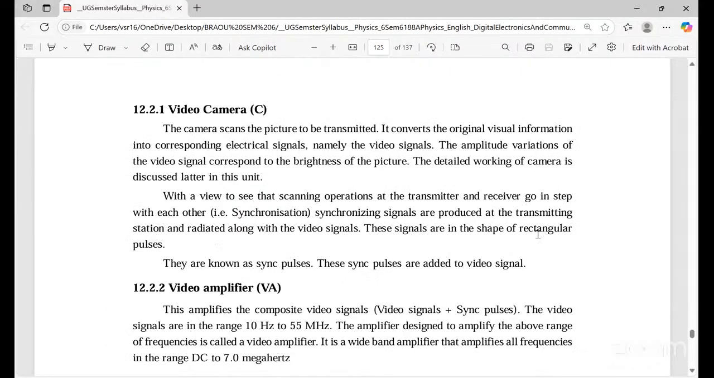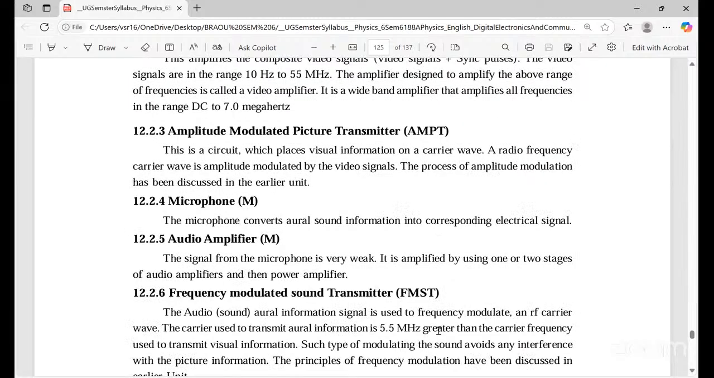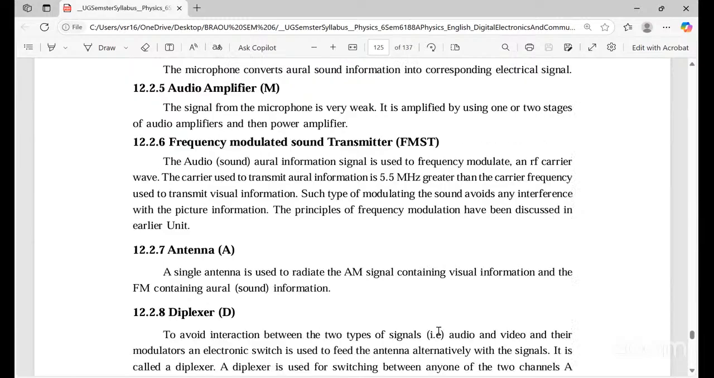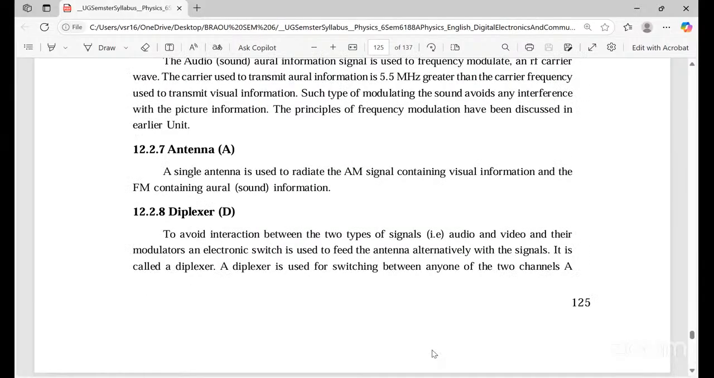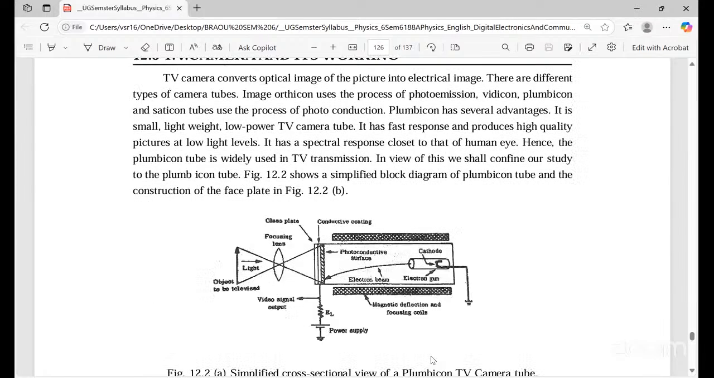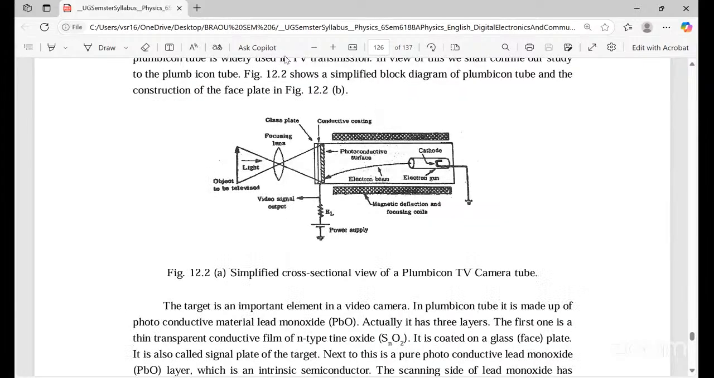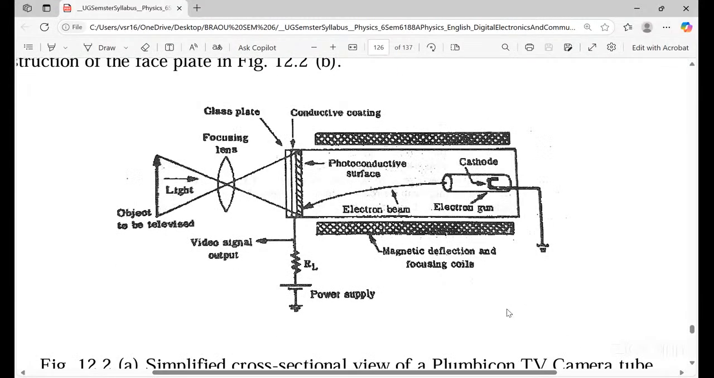So each and every point you need to explain here. What is video camera? What is video amplifier? And amplitude modulated picture transmitter, AMPT. Microphone, audio mic amplifier. Here frequency modulated sound transmitter, antenna, diplexer. Here is a TV camera and its working. How a TV camera is working here.